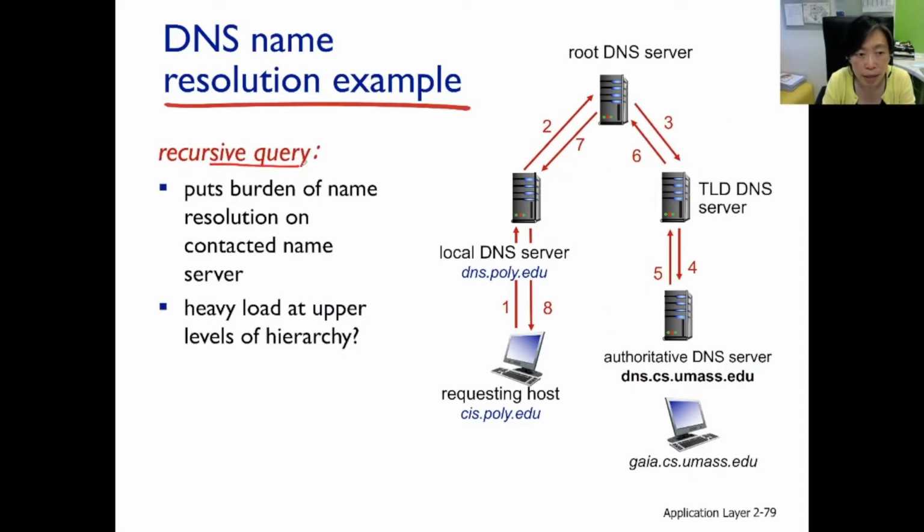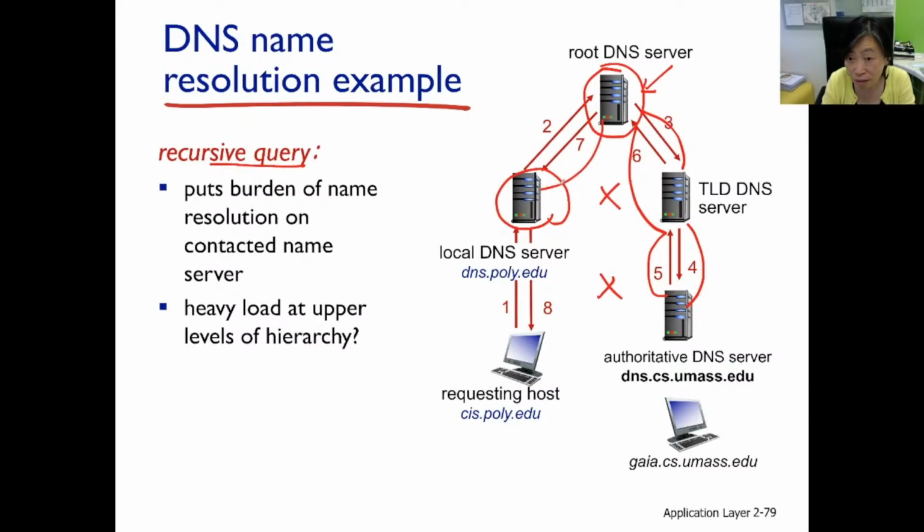Recursive query is the second form of doing the querying. The local DNS server here will forward only to the root, not contacting the TLD or the authoritative DNS server. It will be the root's job to find out what the mapping is. The root doesn't really know the mapping of gaia.cs.umass.edu, so it forwards the query to the TLD. The TLD forwards to the authoritative DNS server, and finally the IP address is traversed back, and the root DNS server sends it back to the local DNS server.